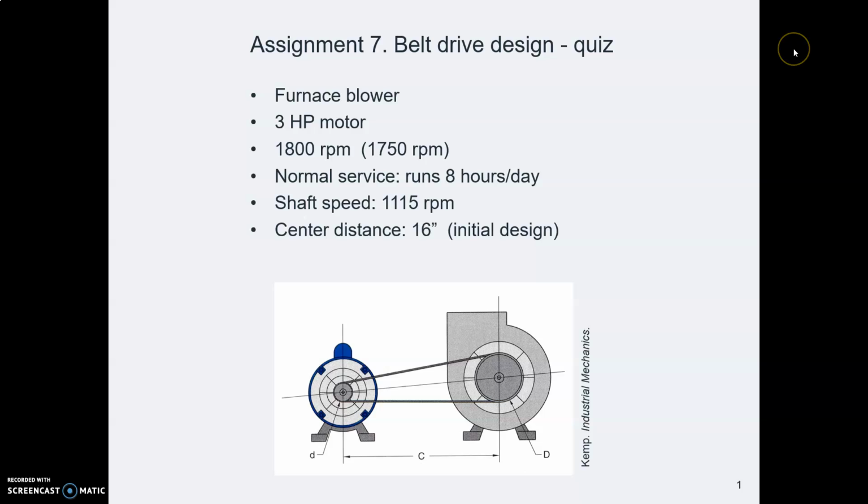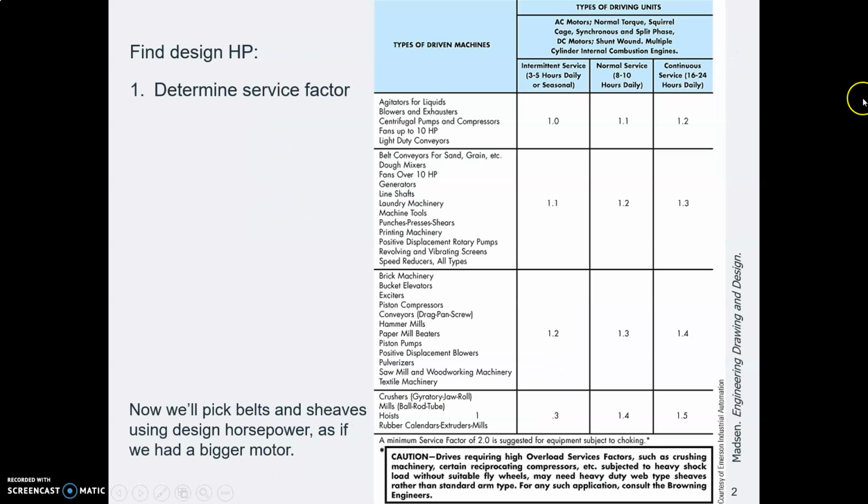So here's our template, template number 2. We did one in the previous PowerPoint. This is for the quiz. We're running a furnace blower. And we have an 1800 RPM 3 horsepower motor. It's going to run 8 hours a day, so normal service, and we want the blower shaft to turn 1115 RPM, and we're going to start out with a center distance of 16 inches. We'll see if we have to change that.